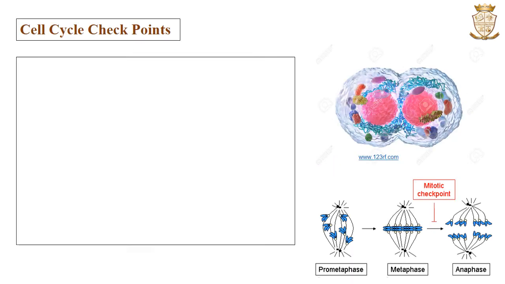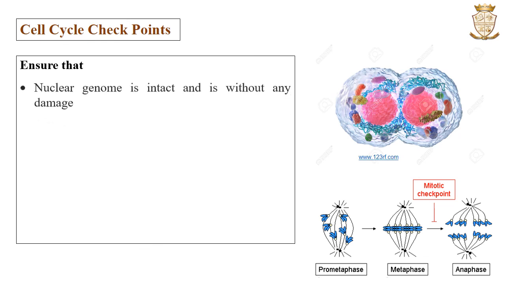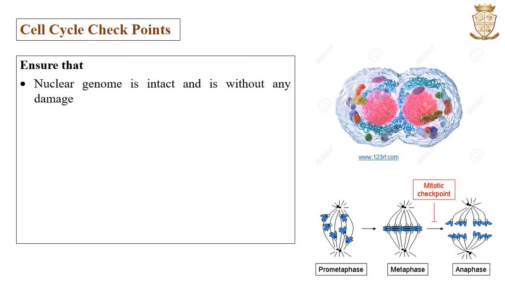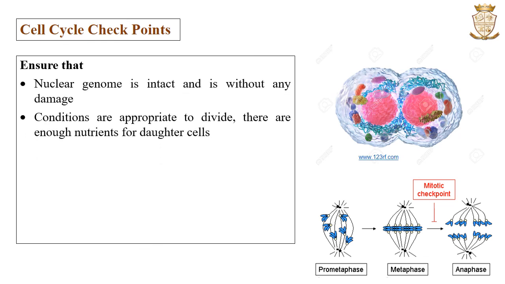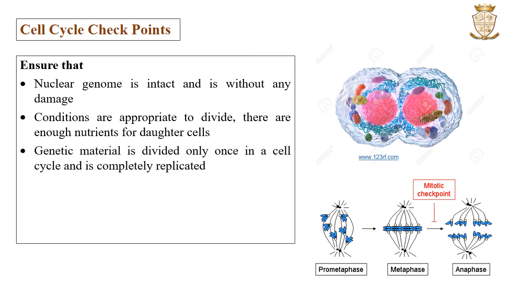So, what are the functions of the cell cycle checkpoints? The cell cycle checkpoints ensure that the nuclear genome is intact and without any damage. The conditions are appropriate for the cell to divide. There are enough nutrients for the daughter cells. The genetic material is divided only once in a cell cycle and it is completely replicated.